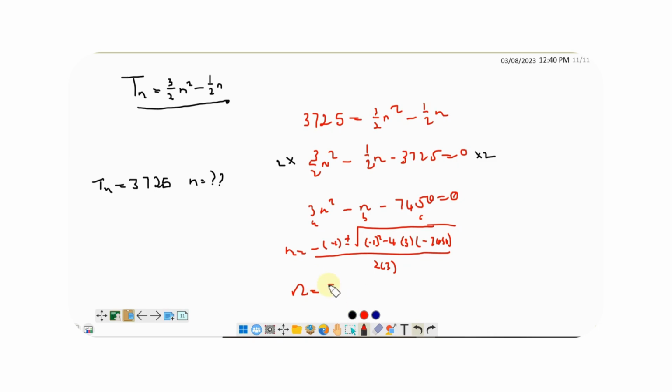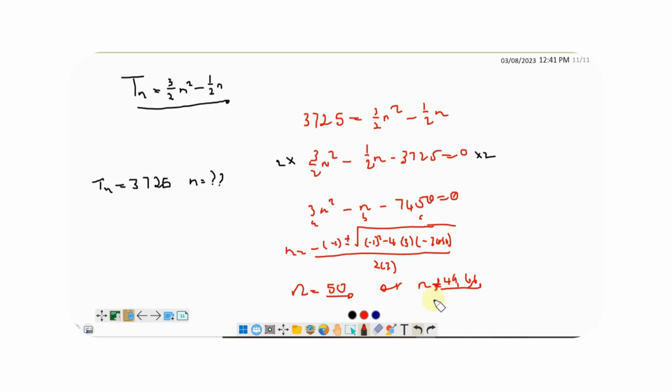So n equals 50, or n equals a negative fraction, but it is not equal to that. n is not equal to that. So n equals 50, or n is not equal to this other value.